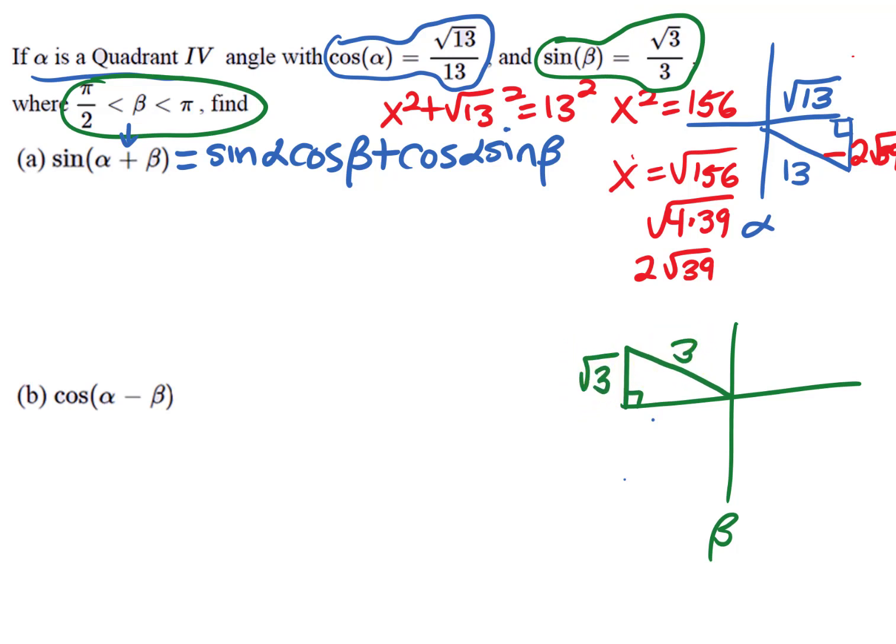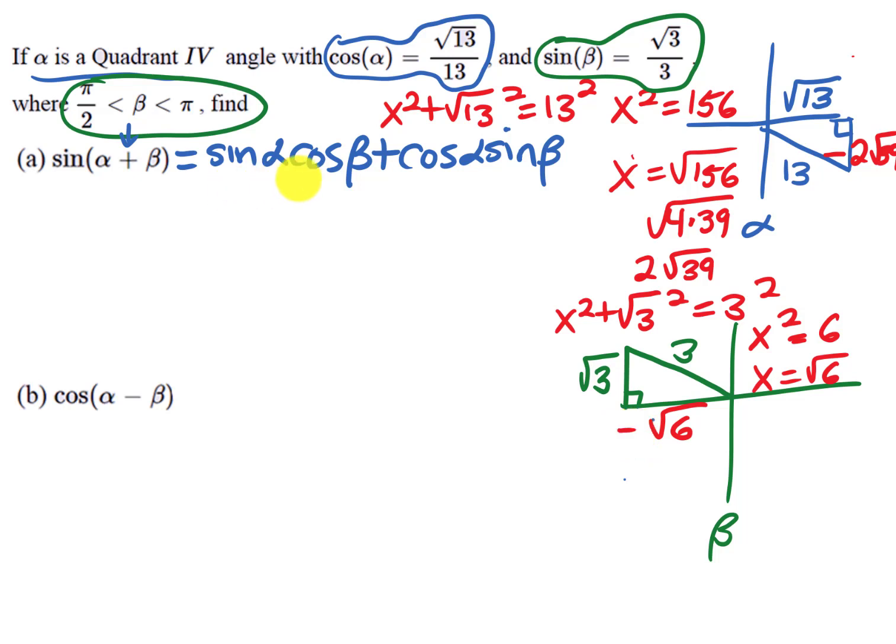Let's go ahead and find the missing side. So x squared plus square root of 3 squared will equal 3 squared. That means x squared equals 9 minus 3, which is 6. So x equals square root of 6. We're going to label this missing side square root of 6, but we're going to put a negative on it because we are in quadrant 2 where x values are negative.